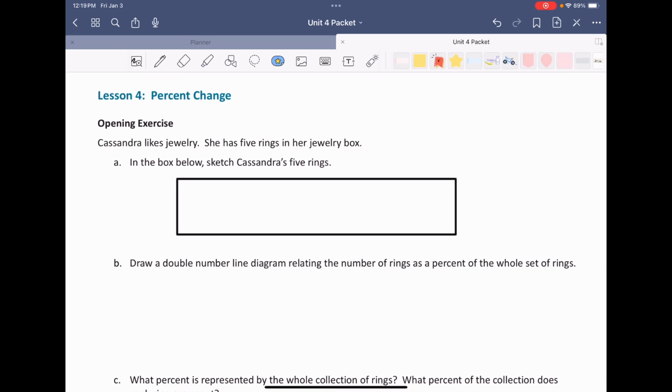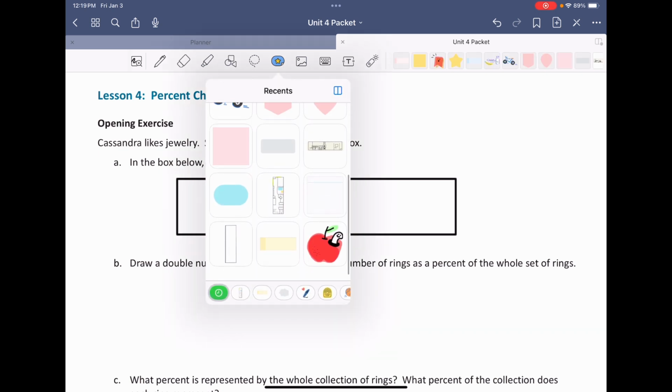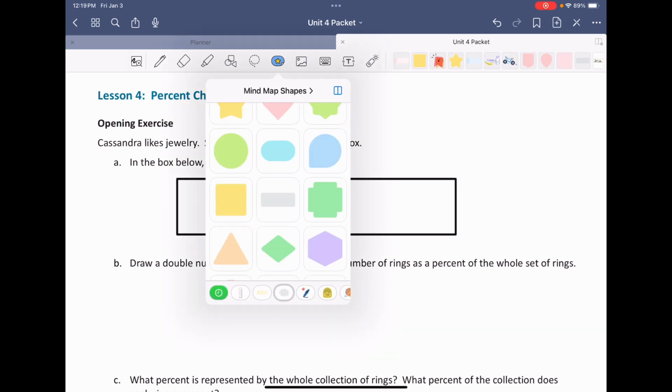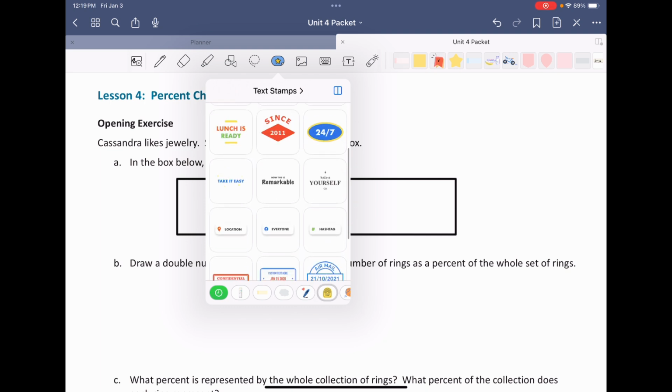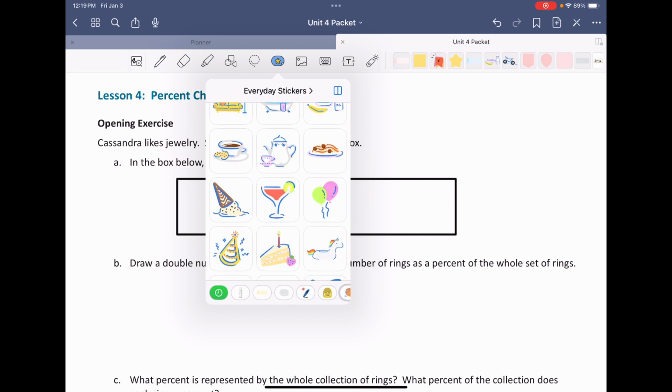All right, actually, I might have a ring sticker. Hold on, because that'd be cool. Maybe not. Good.